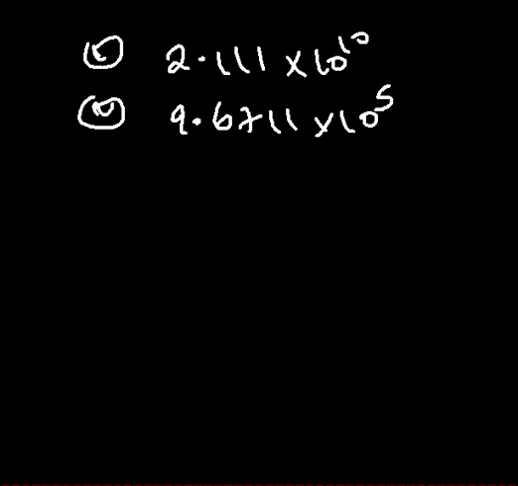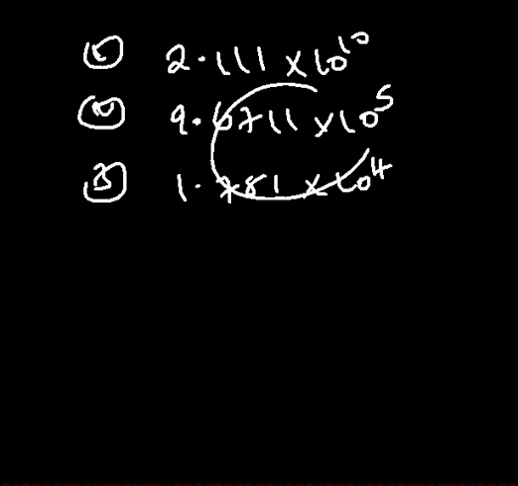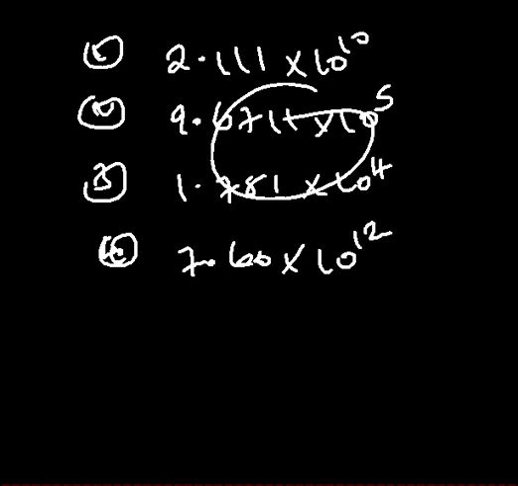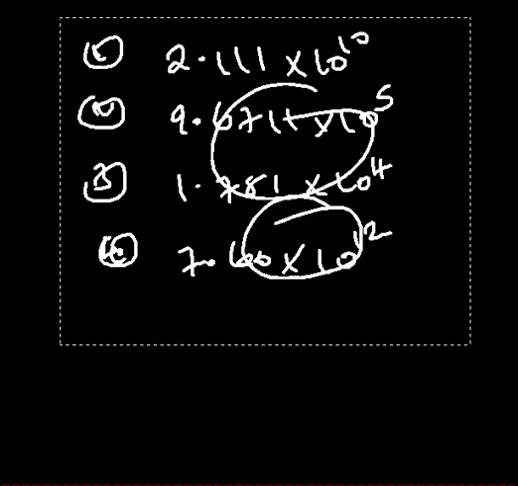And also think about this one as well. Let's say we have 1.781 times 10 to the power positive 4. So how should you have that back in normal notation as well? And let's say we have 7.66 times 10 to the power, let's say, positive 12. So try to have that number in normal notation.